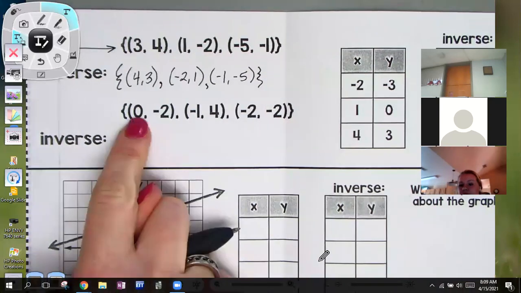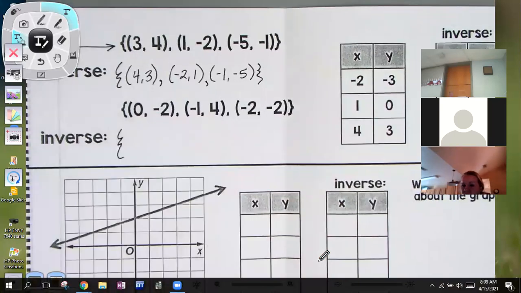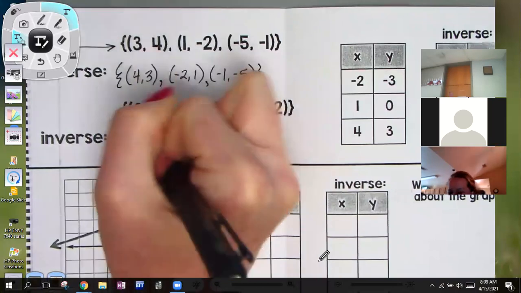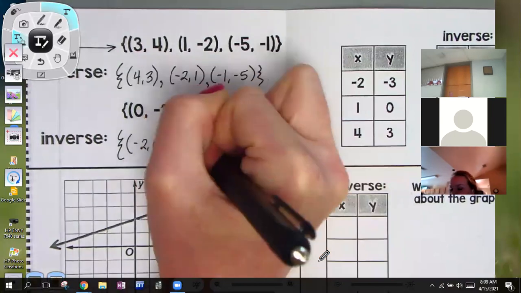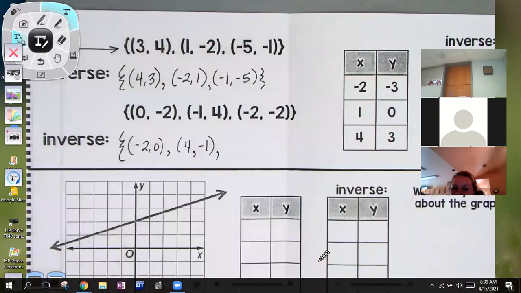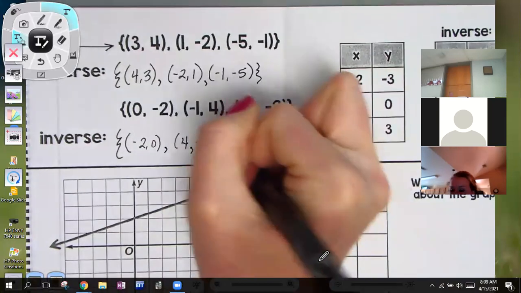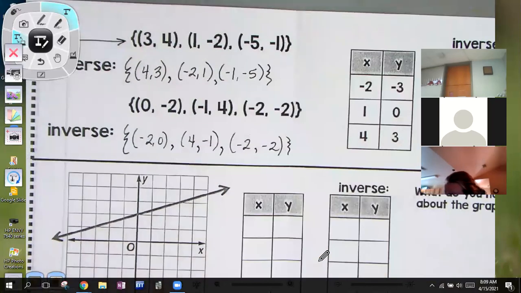So if we had these original coordinates, what would my inverse of 0, -2 be? -2, 0. All right, what would my inverse of -1, 4 be? 4, -1. Now if we had -2, -2, it would stay the same. We're going to see what that looks like graphically in just a second. Actually, you still have to switch it, but it's still the same.